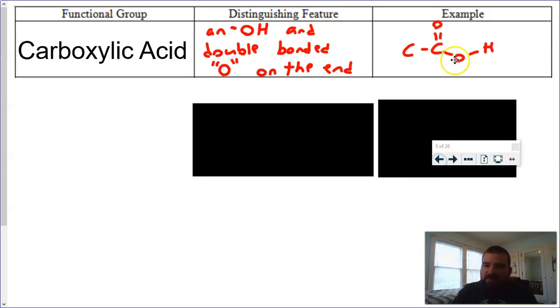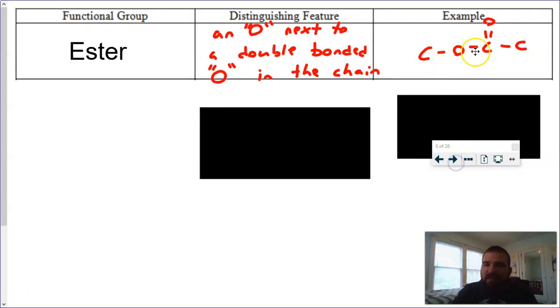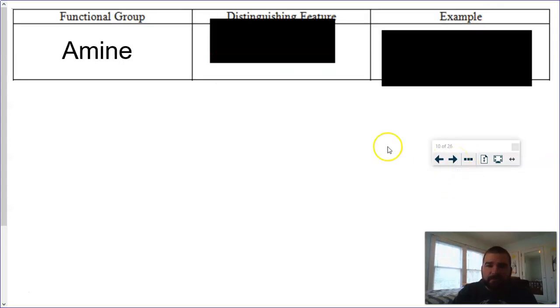So the carboxylic acid, I had 2 oxygens on the same carbon, but it was at the end of the molecule. In the ester, I have 2 oxygens bonded to the same carbon, but it's in the middle of the chain. So there's a double bonded one, and then this one goes in the middle of the chain like that, and that's called an ester.